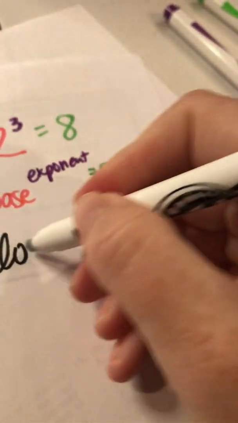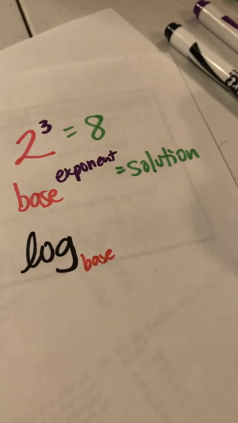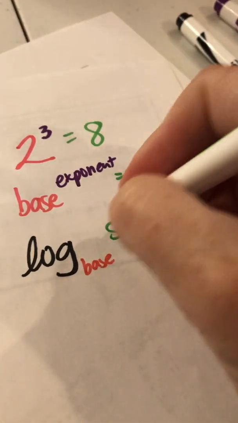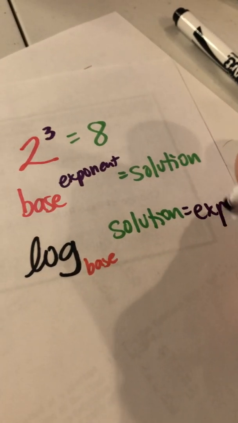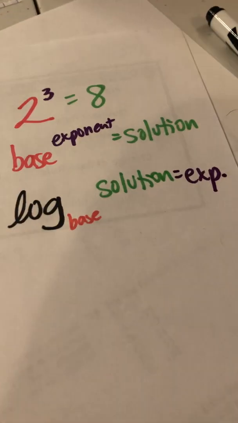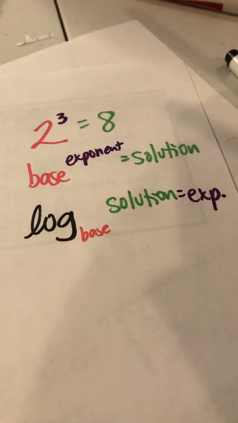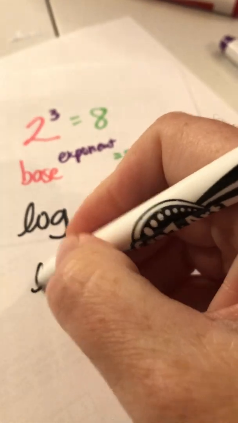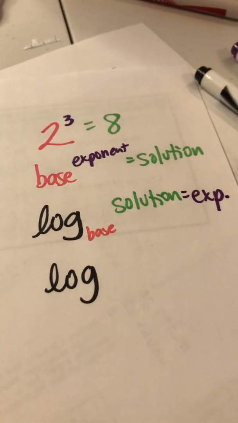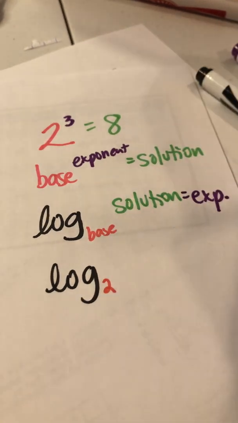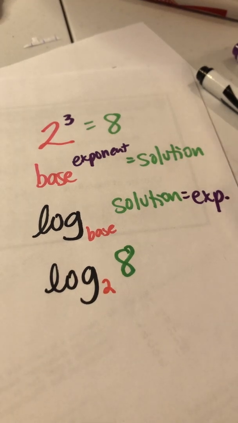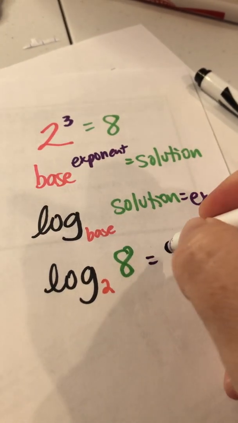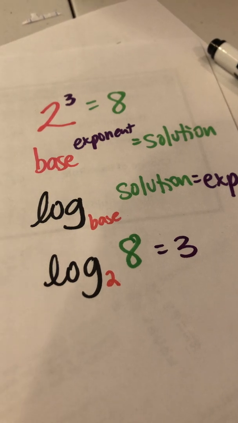is we do log, base, solution equals exponent. I'm going to run out of room, so I'm just going to write EXP. So if I was to rewrite 2 cubed equals 8, I would write log, the base was 2, the solution was 8, and it would equal the exponent 3. Log 2, 8 equals 3.